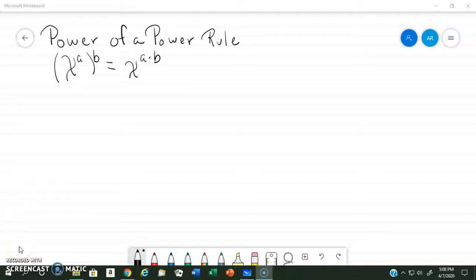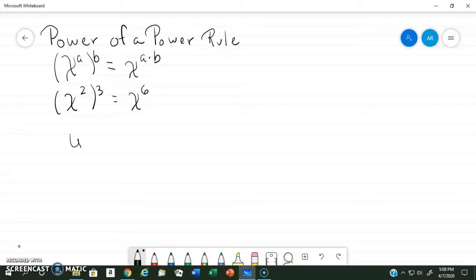So we're talking about the power of a power rule. What this says is if you have a variable or a number to a power and then you raise it to another power, then you multiply your exponents. So for our examples, we're going to show x squared to the third power, and that's just x to the 2 times 3, which is 6.